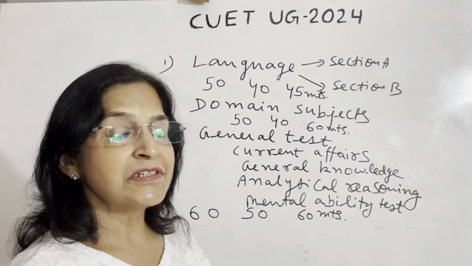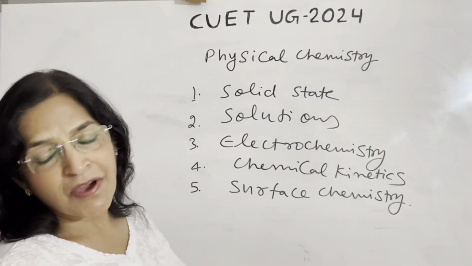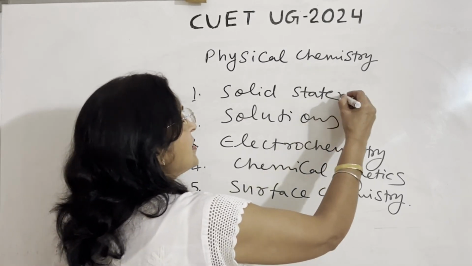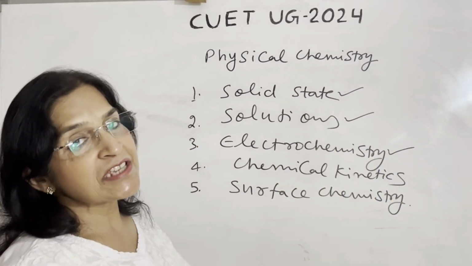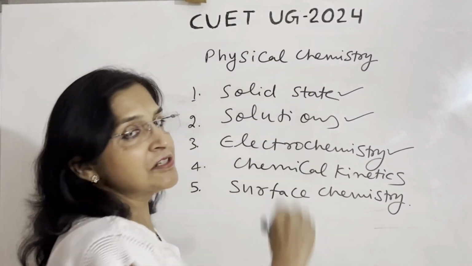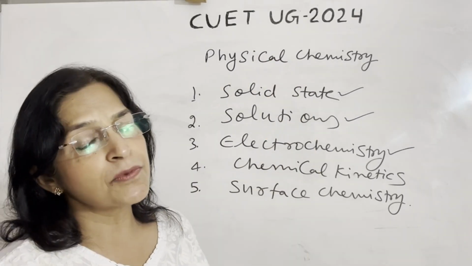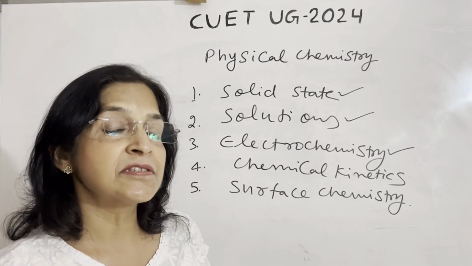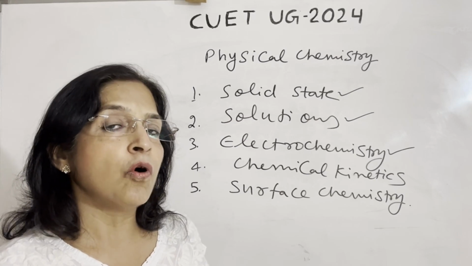In physical chemistry, these are the 5 chapters included for this test. These 3 chapters I have discussed already. Today we will discuss chemical kinetics and surface chemistry. For this test in 2024 there are some changes. Of the 3 sections I told you, you can opt maximum 6 tests. And the general test is not compulsory for all courses.